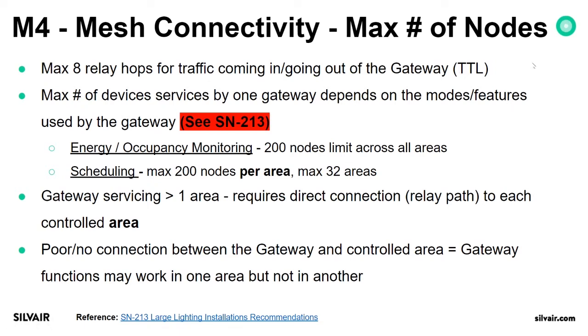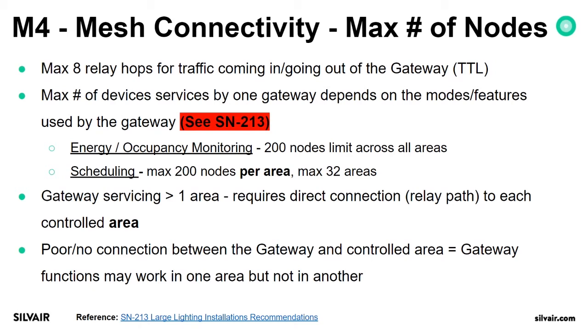This information will be a bit more technical, and it's a part of the last module regarding messaging in the project. So a max of 8 relay hops for traffic coming in or going out of the gateway is allowed. The max number of devices serviced by one gateway depends on the modes and features used by the gateway.